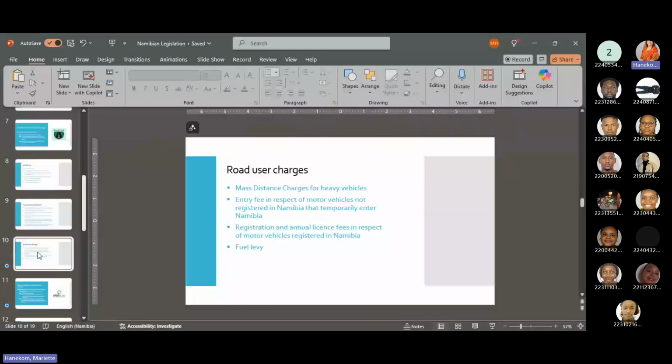Road user charges, what are they? Road user charges, the mass distance charges for heavy vehicles. I mentioned if you have a heavy or a very large vehicle, you need a permit and you pay. They have engineers that calculate how much you must pay. These are known as mass distance charges. Entry fees in respect of motor vehicles not registered in Namibia. So if somebody from South Africa or Botswana or whatever cross into Namibia, if they cross the border, they have to pay an entry fee.